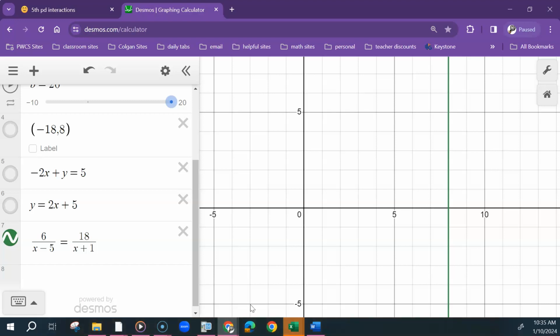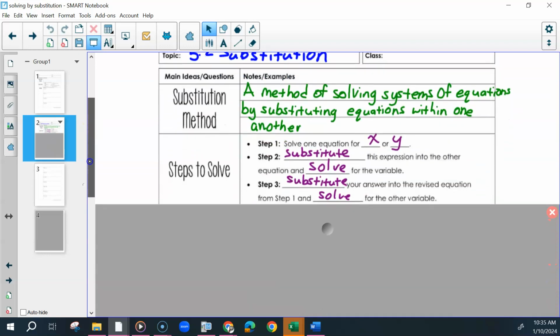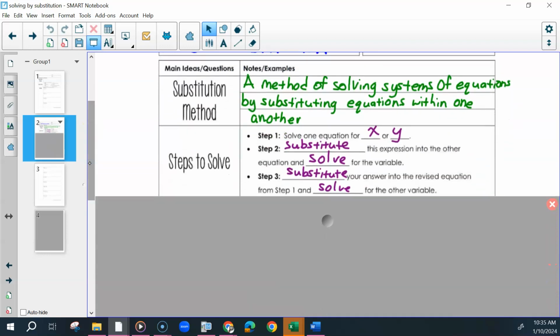This is part of 6.2, but not all of 6.2, because the other way we solve algebraically will also be part of 6.2. But today we're talking about how to solve equations algebraically using the substitution method. You may have seen or done this before. I'm going to write this in.